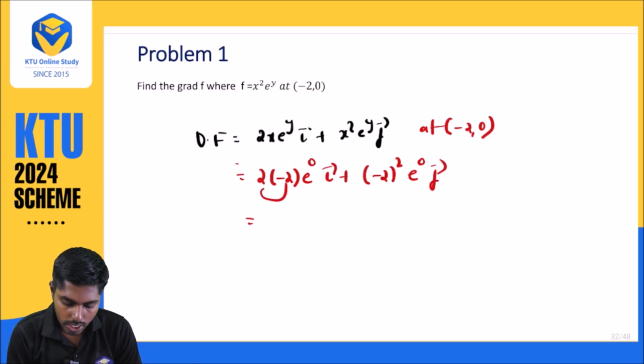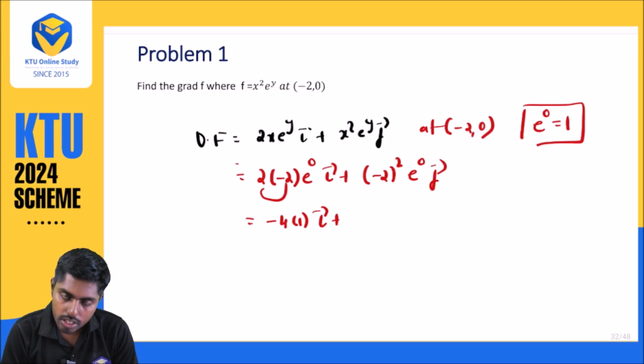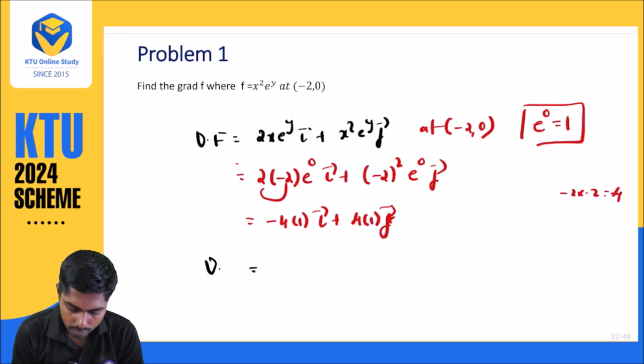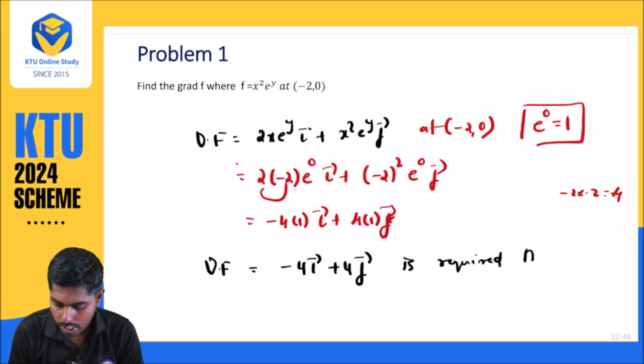So what we will be getting? 2 into -2 is nothing but -4. e power of 0 is what? That is nothing but 1. e power of 0 is 1. So 1 into i vector. Here (-2)² is -2 into -2, that is nothing but 4, plus 4, so 4 e power of 0 is 1 j vector. So what is our required answer? Grad f is equal to -4 i vector plus 4 j vector is the required answer.